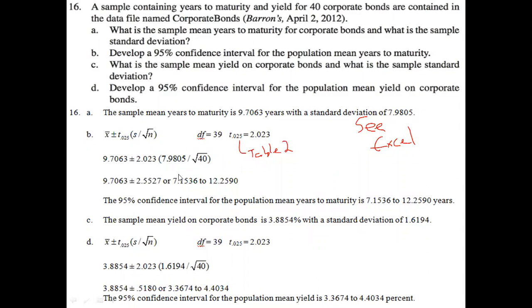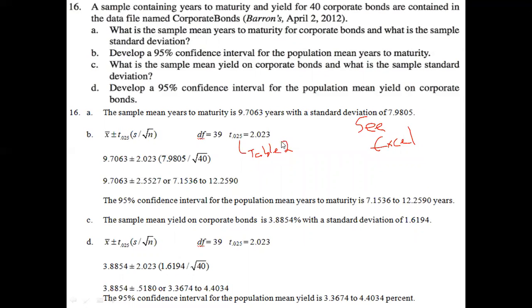We know the 2.023 from the table. Our standard deviation we know, and we know the 40, that's the number of data points we have. We do all that calculation in our calculator, or we could even do it in Excel. Once we do the plus and minus, we get 7.1536 to 12.2590 for the confidence interval for the population mean years to maturity.